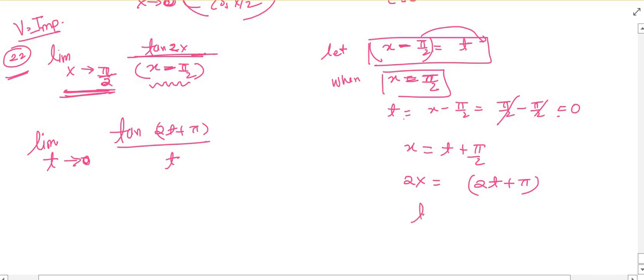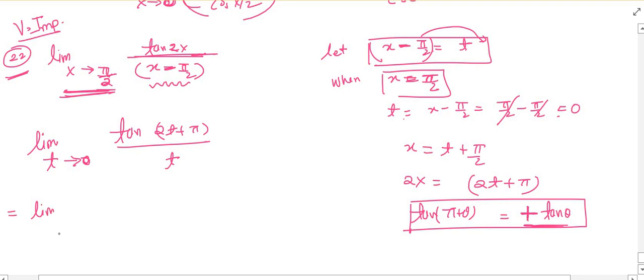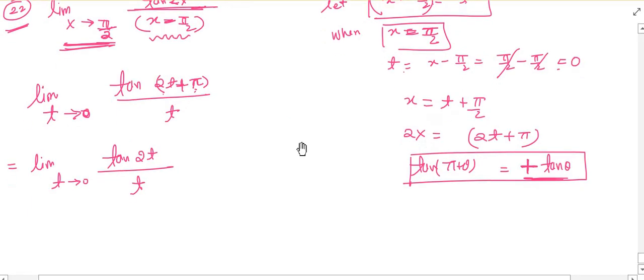What is tan pi plus theta? Tan pi plus theta is how much? Everyone knows that, I think. This is plus tan theta. I have explained in the trigonometry videos how to get it. So I will use it here. Limit t is tending to 0. Tan pi plus 2t will be tan 2t, by t. Okay, everybody is with me till here.